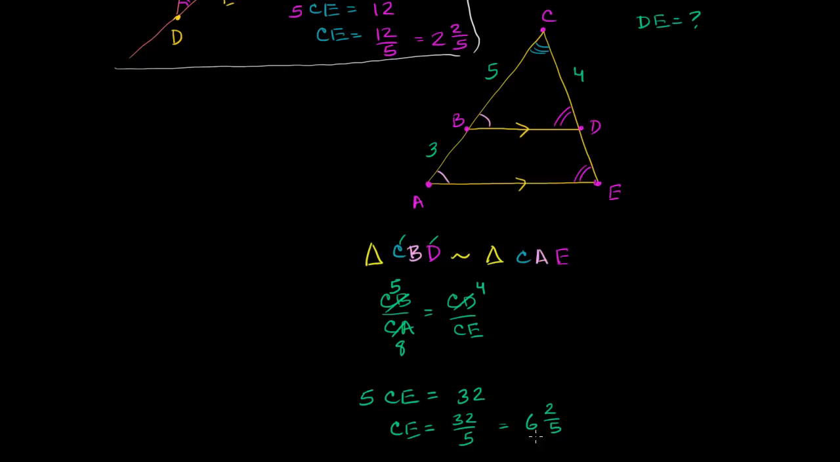Now we're not done, because they didn't ask for what CE is. They're asking for just this part, DE. We know that this entire length, CE, is 6 2/5. So DE is going to be this entire length, 6 2/5, minus CD, which is 4. So it's going to be 2 2/5. 6 2/5 minus 4 is 2 2/5. So we're done. DE is 2 2/5.